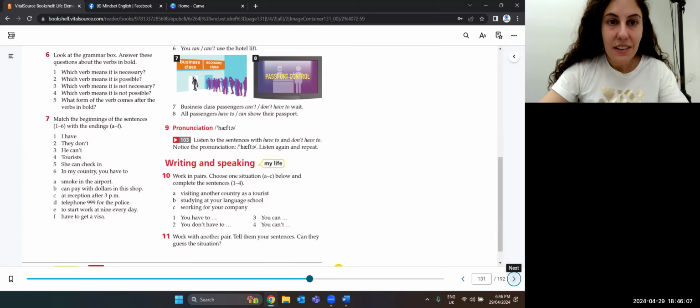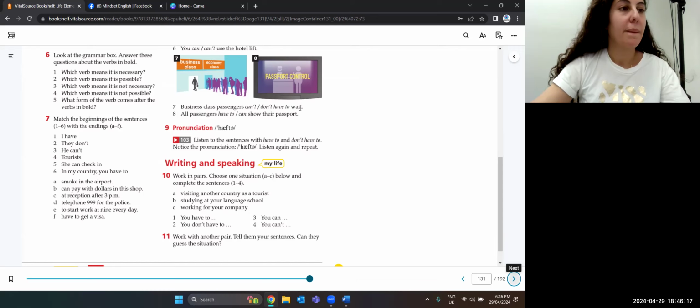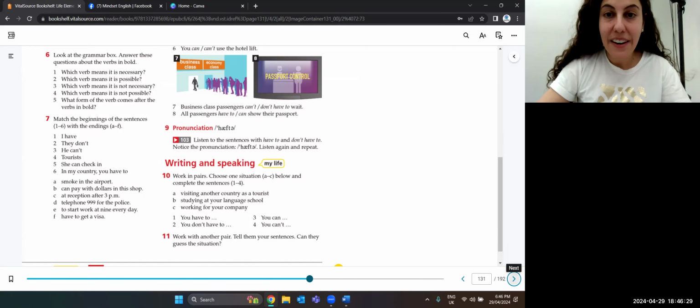Number 7, looks like there's business class and economy. So business class passengers don't have to wait. And number 8, all passengers have to show their passport because it's the passport control, the area where you must show your passport. So all passengers have to.